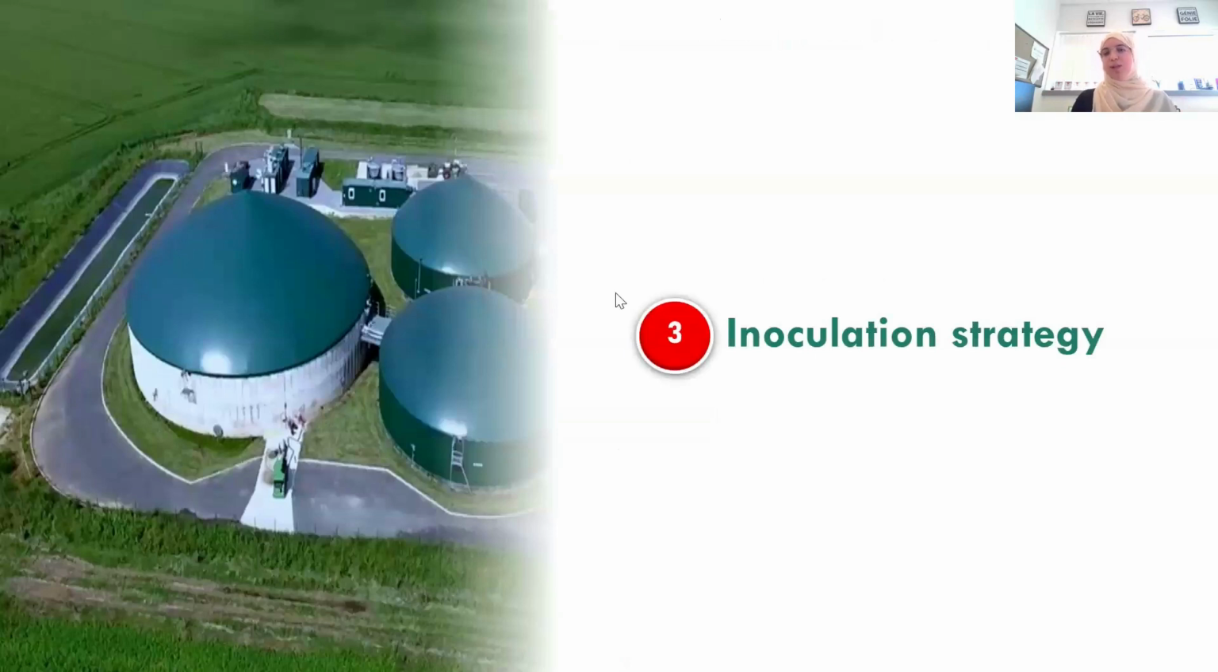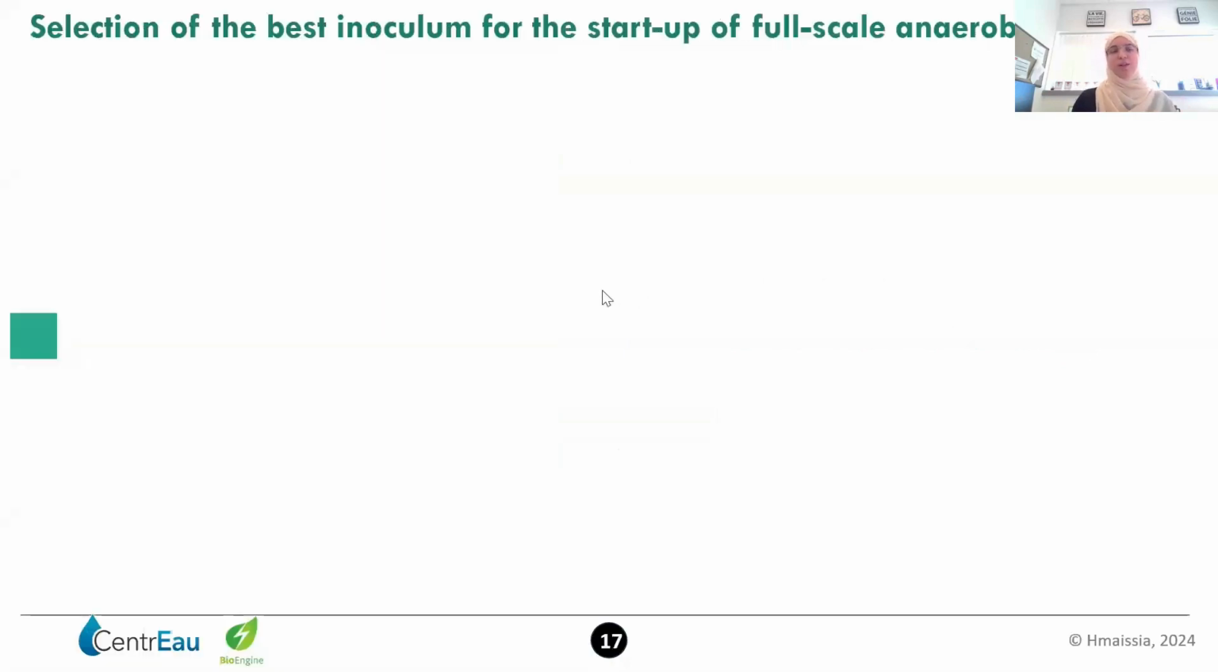So now let's move to the inoculation strategy. The inoculation strategy is a lot of decisions that we make in order to bring microorganisms inside the digester. It's also called seeding. So at the beginning of the presentation, I said that we can use digestate coming from another anaerobic digester as an inoculum, to start up a new digester.